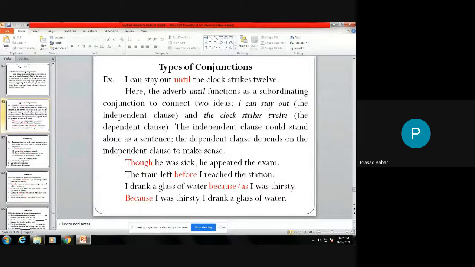Okay, so let's see it with an example. Though he was sick, he appeared for the exam. Okay, so in this example, though is called a subordinating conjunction. It came at the very beginning of the sentence, and it is giving meaning to that sentence. Okay, and there are also two clauses in the sentence: he was sick and he appeared for the exam.